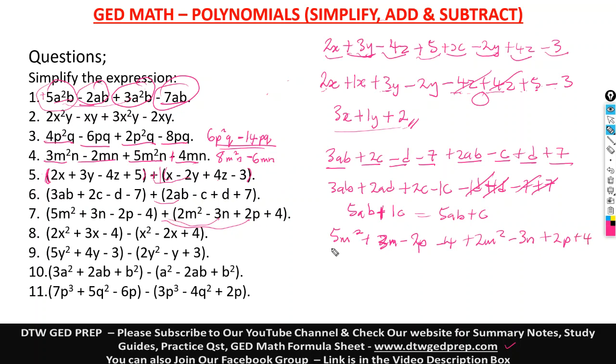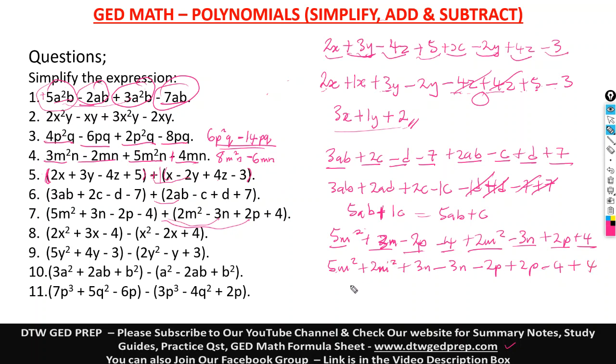So let's group like terms. So we have this and this, they are like terms. This m squared, m squared. So we have 5m squared, positive 2m squared. So this and this guy are the same. So we have a positive 3n, negative 3n. This guy and this guy, we have a negative 2p, positive 2p. This guy and this guy are the same. So we have a negative 4, positive 4.